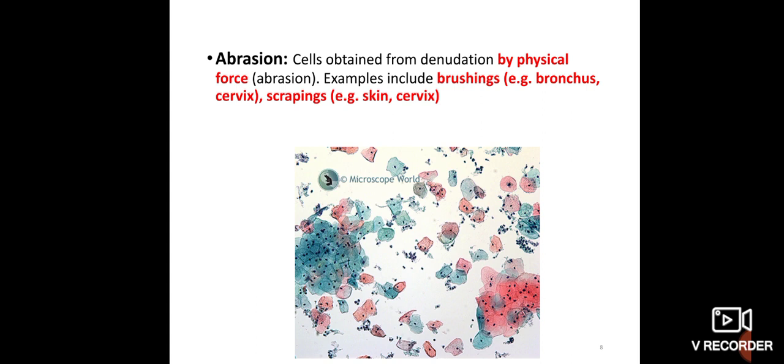Then the second type of sample is abrasion, in which we obtain the cells by physical force. For this, the most common example is pap smear, in which we take a spatula, and with the help of the spatula we scrape some amount of material from the cervix, both ecto and endo cervix, and we examine it for screening purpose or for pre-malignant and malignant lesions. So that is called abrasion. Examples are your pap smear and another one is bronchial brush.